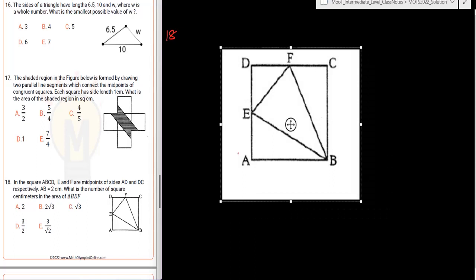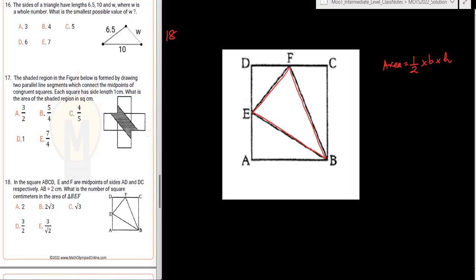Okay, so this triangle BEF, how do we find the area of this triangle? What do you know about the area? We know that the area of a triangle is given by half into base into height. If you know the base and the height of a triangle, you can find the area.